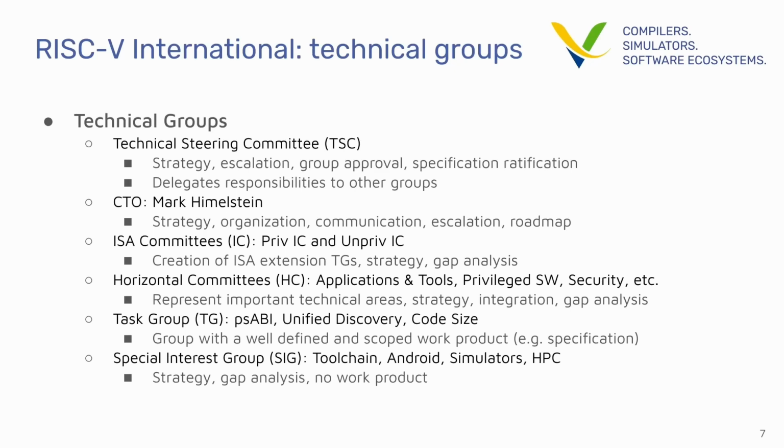The specifications are written by task groups or TGs. For example, the PS ABI TG, Unified Discovery TG, or Code Size TG. A TG is a group with a well-defined scope and work product. For example, as mentioned, a specification. An important aspect here is that a TG is disbanded once it has completed its work product. So once a specification has been ratified, the TG will be shut down.